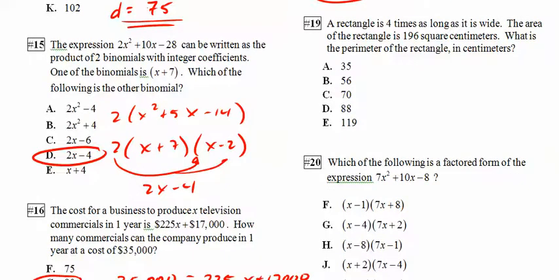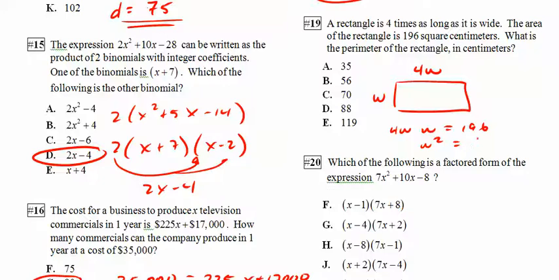So, a rectangle is 4 times as long as it is wide. W, 4W. Area is 196. What's the perimeter? 4W times W equals 196. W squared equals 196 divided by 4, which is 49. W equals 7. So the perimeter is 7 and 28, 56 plus 14 is 70, I believe.